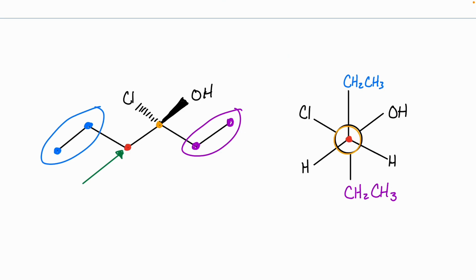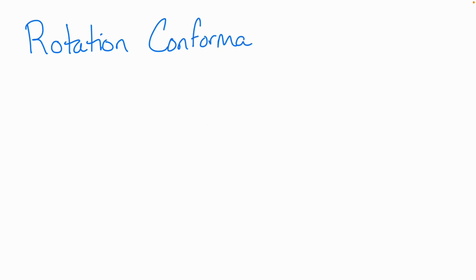All right. So we're going to see these Newman projections in the next chapter as well. Again, they sort of show you the distribution of these bonds. In this chapter, what we're going to do is we're going to use them to do what's called a rotational conformation analysis.